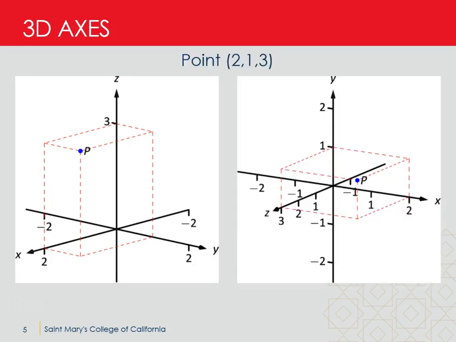Now, of course, we can make it look different. This is exactly the same point. We've just drawn the x, y and z axes a different way, but it is that same (2, 1, 3) point. Traditionally we'd probably write the axes as we have on the left there, but that's not to say the one on the right is wrong.